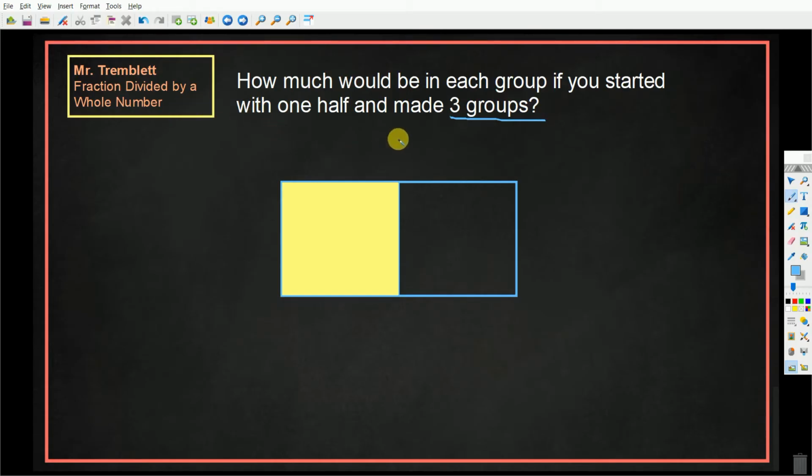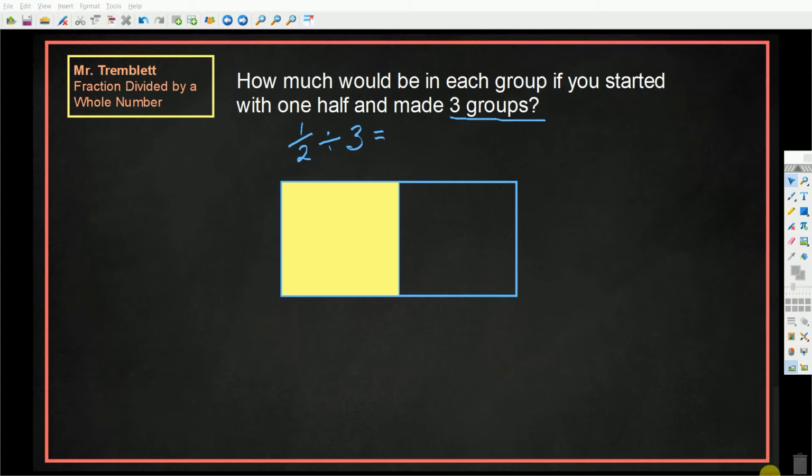All right, so if we were to write this question out, it would be starting with 1/2, and we are dividing by 3, and we're going to see what we can get. So the first number is what we're starting with. The second number is how many groups, and the answer is going to be what's in each group.